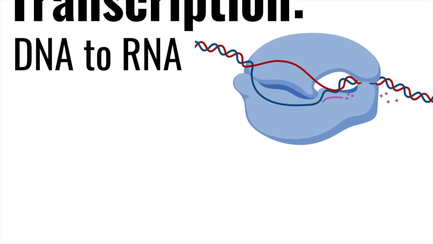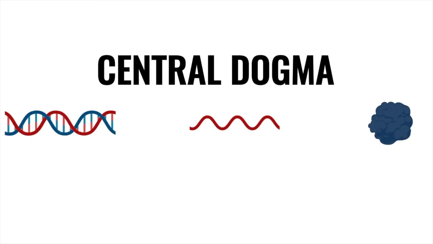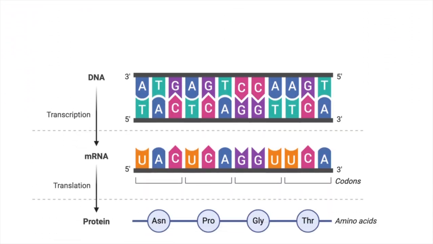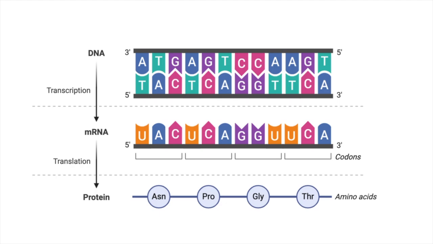The central dogma of molecular biology encompasses DNA, RNA, and protein synthesis. It states that DNA makes RNA, which makes protein. So ultimately, DNA is processed into RNA through the process of transcription, and RNA is processed into protein through the process of translation. But for this video, we'll focus in on the first step, called transcription.